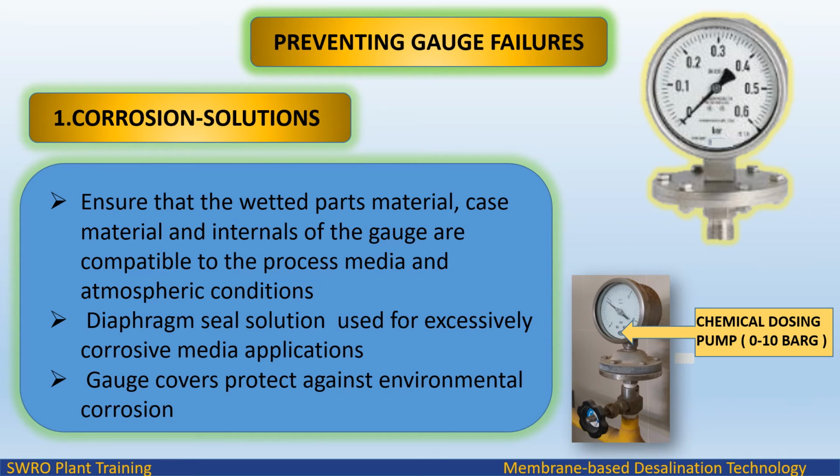Preventing gauge failures 1: corrosion solutions. Ensure that the wetted parts material, case material and internals of the gauge are compatible with the process media and atmospheric conditions. Diaphragm seals are used for excessively corrosive media applications. Gauge covers protect against environmental corrosion.